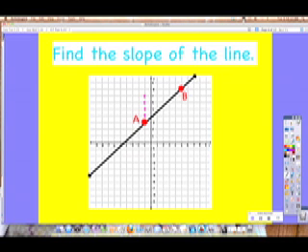Okay, now we're here. Over how far? 1, 2, 3, 4, 5. Shout it out. What's your final slope answer? 5/6. Leave it just like that. How many of you got 5/6?